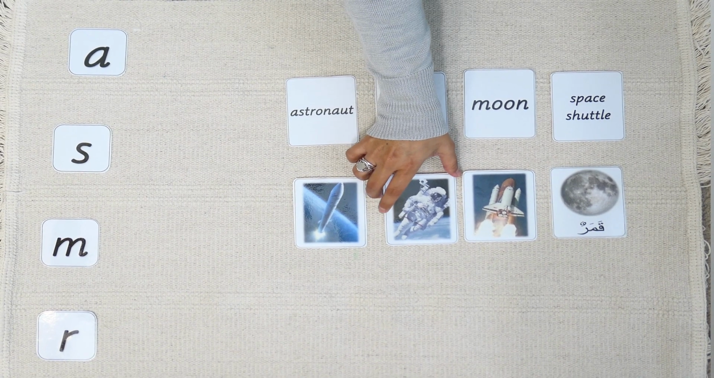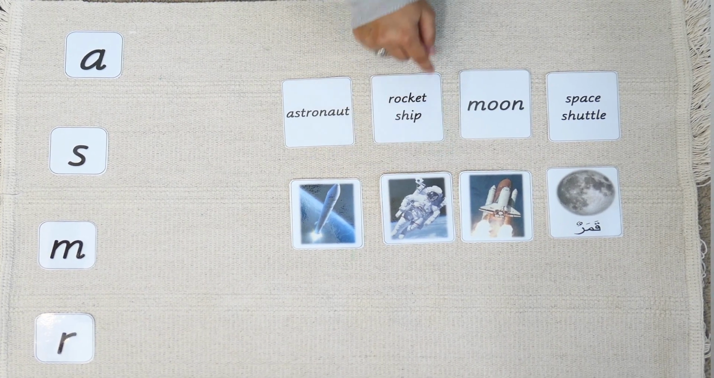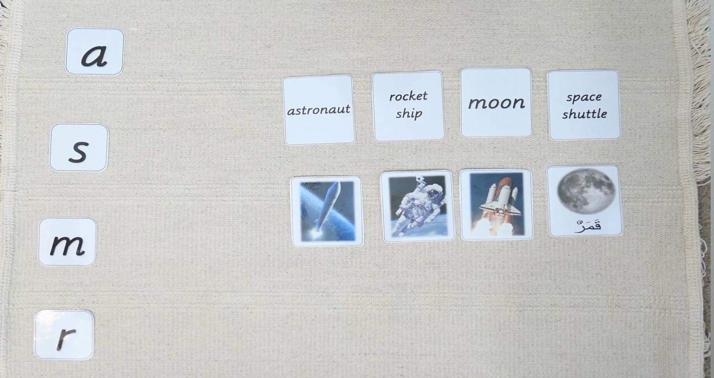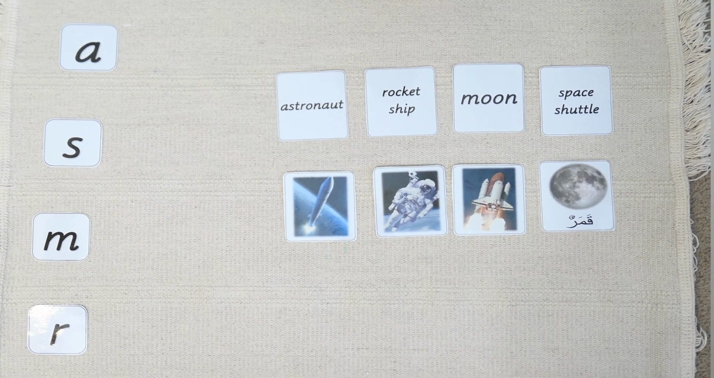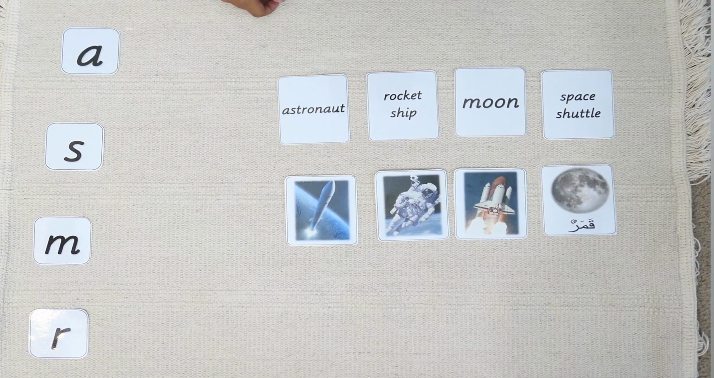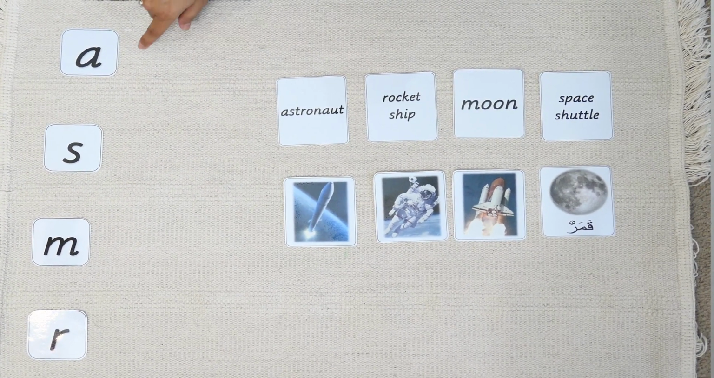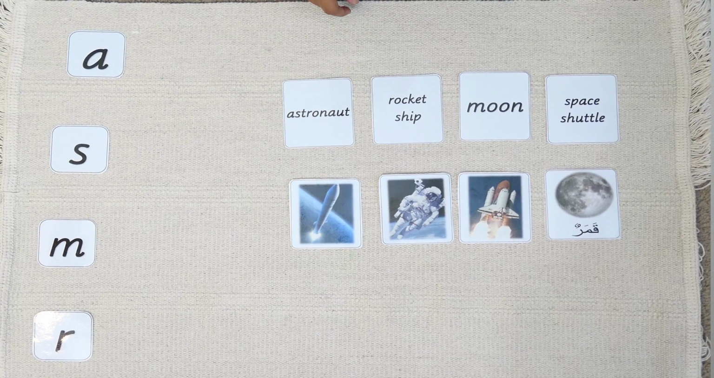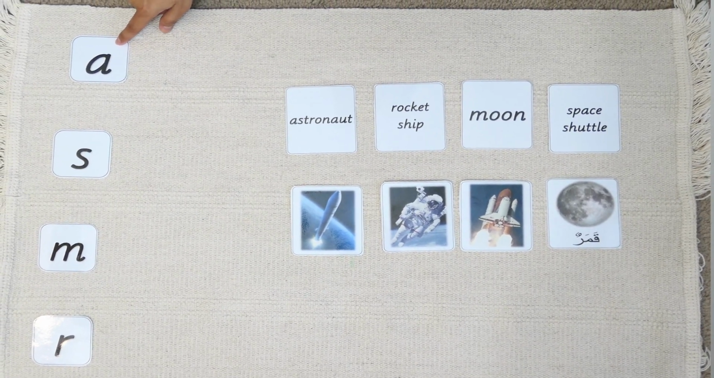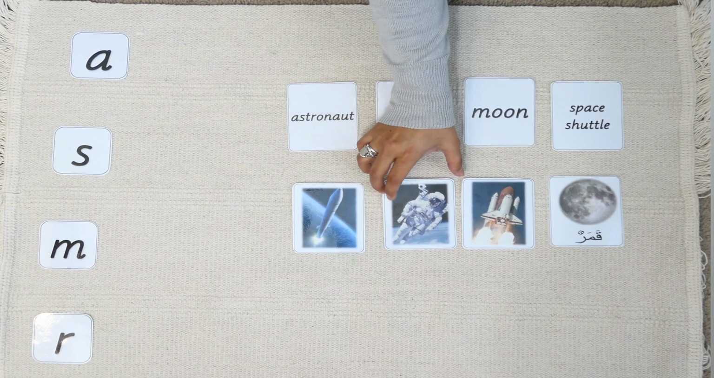What is the first sound you hear in the word astronaut? Astronaut. A. The first sound we hear is A. Can you help me find A? Which card from here says A? This says A. That's right.